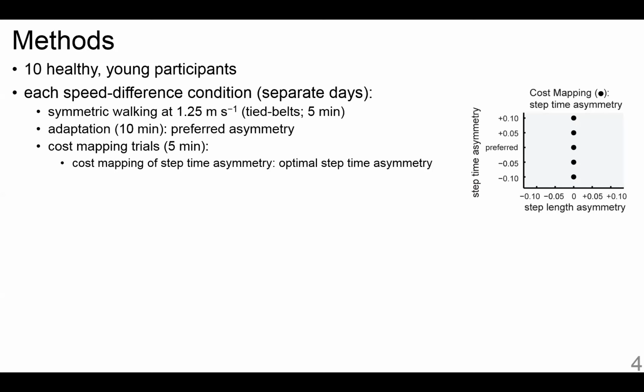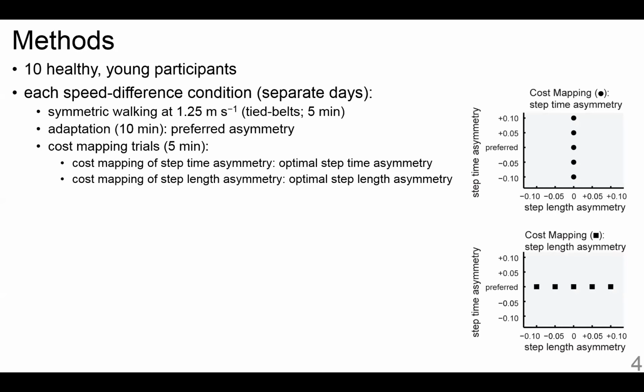asymmetry to find the optimal value, where step time asymmetry varied around the preferred value, while step length asymmetry was forced to be constant at symmetry. And next, cost mapping of step length asymmetry, again to find the optimal value, where step length asymmetry varied around symmetry, while step time asymmetry was enforced to be at the preferred value.